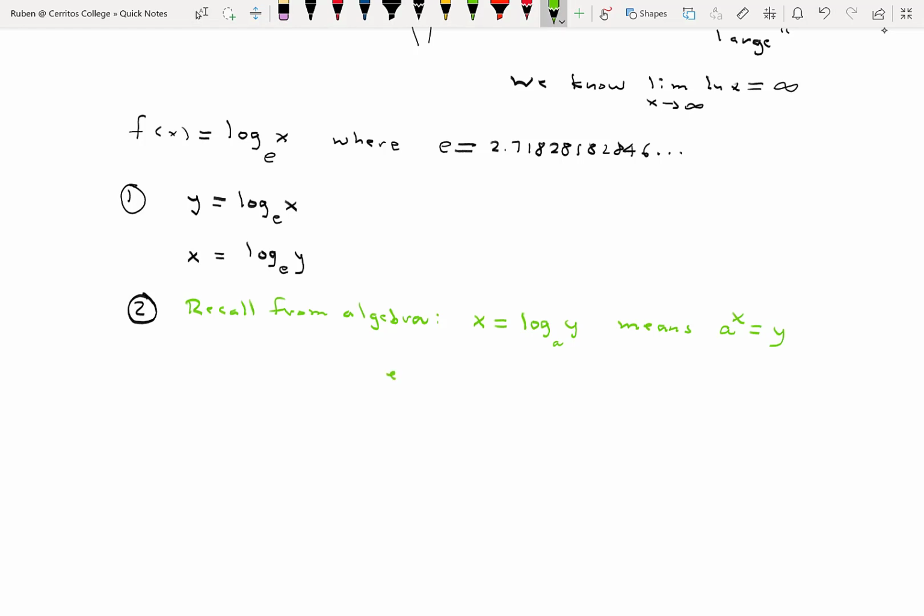So for example, I'm making up a problem here: 2 equals log base 3 of 9. This is true. The log base 3 of 9 is equal to 2. This means the same thing, written without the logarithm, as 3 squared equals 9.